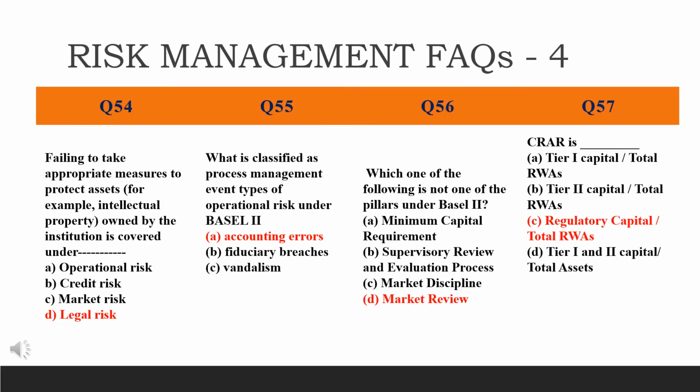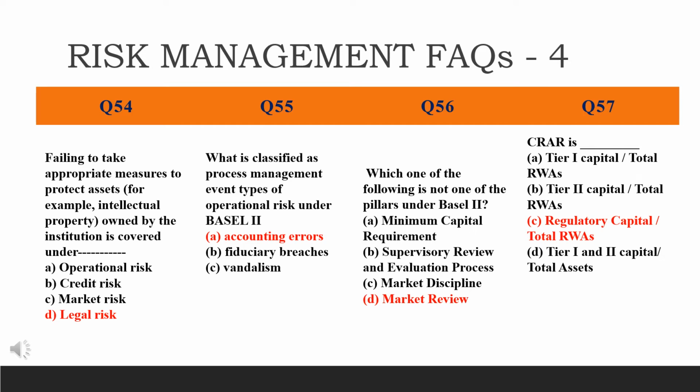Now look here, friends, this is our 54th question. Just read the question first. Failing to take appropriate measures to protect assets, for example, IPR, intellectual property rights owned by the institution, is covered under which risk? It's just legal. So that's why it is legal risk.